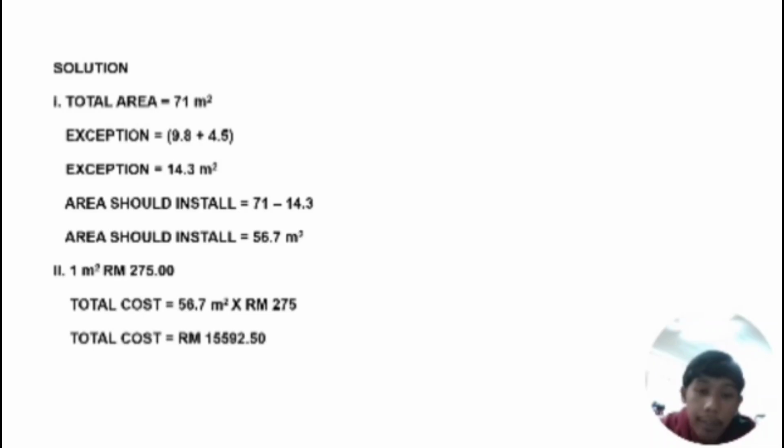So for question 2, we already know that 1 meter square is 275 ringgit. So the total cost that he will get is, we just have to use the area that he should install, which is 56.7 meter square times 275 ringgit. Then we get the total cost, which is 50,592.50 ringgit. So that is the solution for question E.